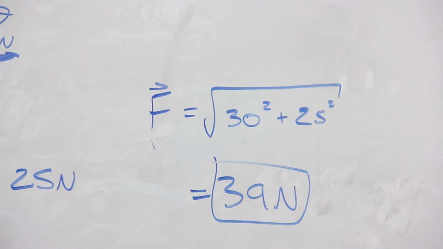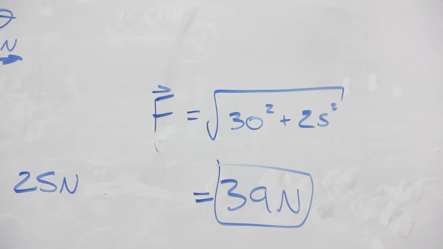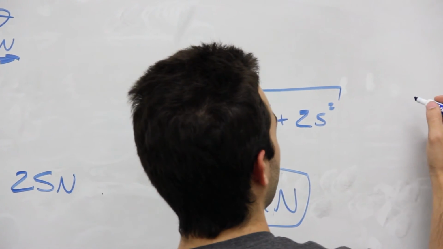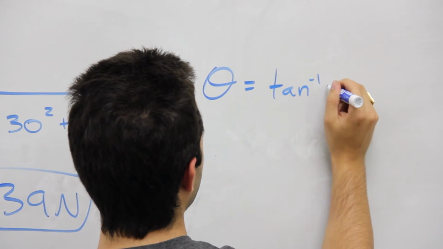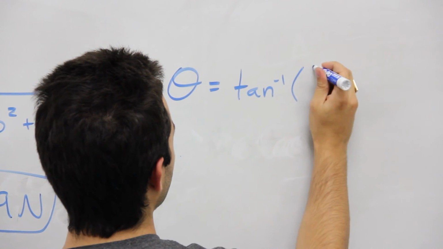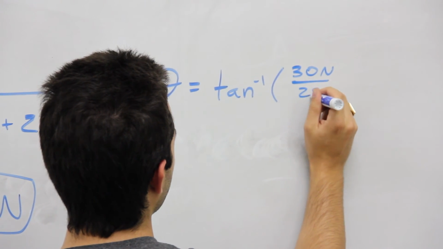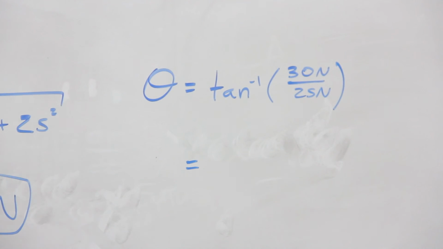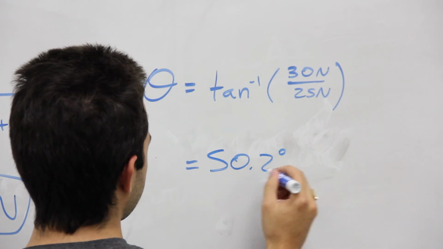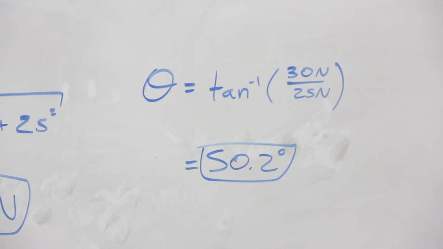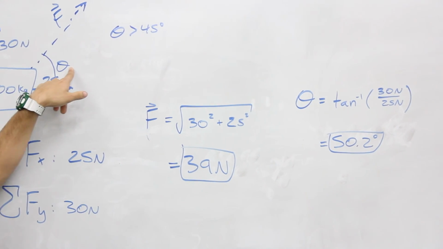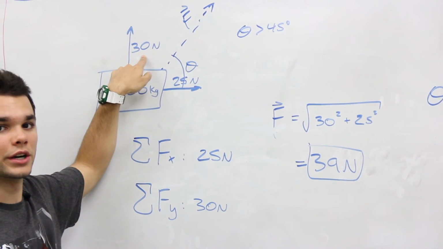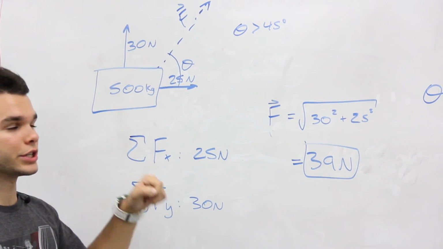So that worked out. Now we want to find the angle. It's more or less the same process that we've done with kinematics. So we're going to use theta equals inverse tangent of y over x, which would be 30 newtons over 25 newtons. This is then going to equal 50.2 degrees, which worked out fantastically with our original assumption that theta was going to be larger than 45 because there was more force acting on it in the y direction than in the x direction.